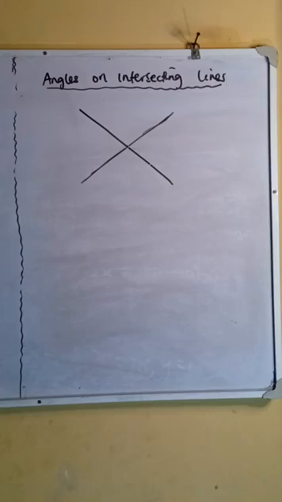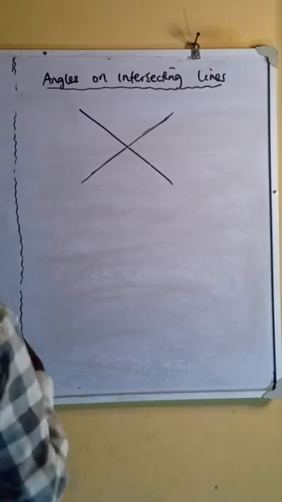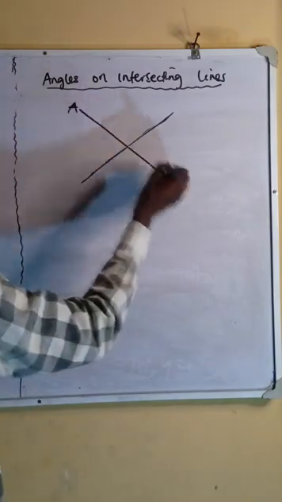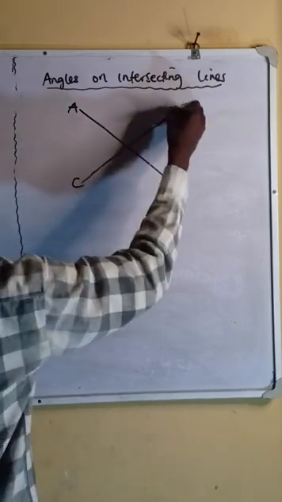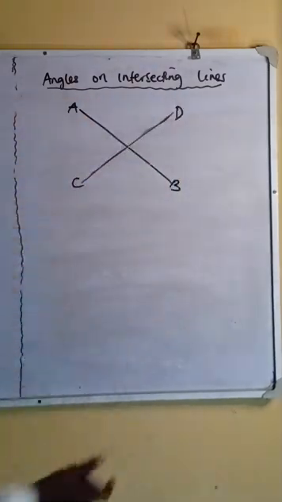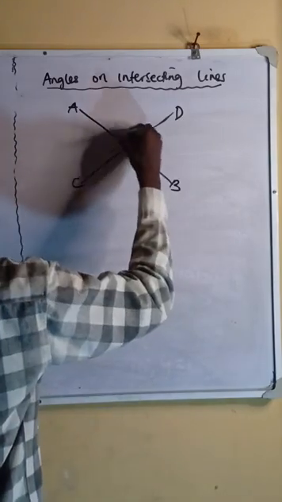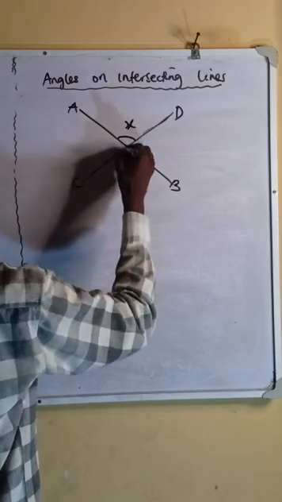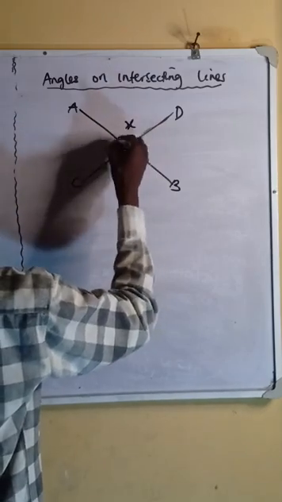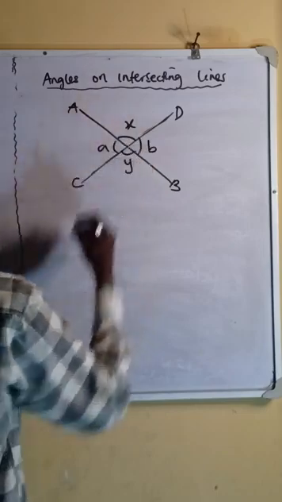Whenever you see this, the lines are always straight lines. So you have line AB and line CD. Okay. So if you have an angle here and another angle there, here you have an angle and here you have another angle.